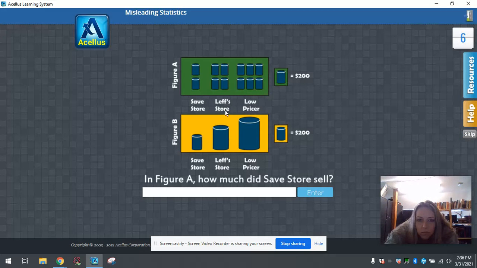What did I mess up? Oh, okay. One of these little things is worth 200. So, there's Save Store, there's Left's Store, and then there's Low Pricer. I guess that's a different store. So Save Store sold 200 and another 200, so 400.